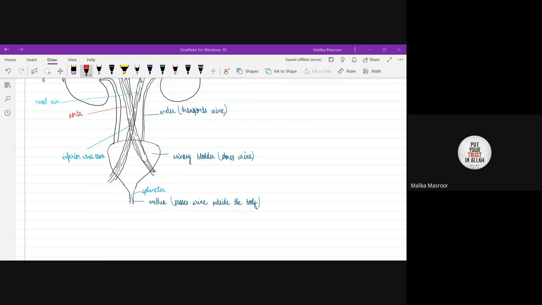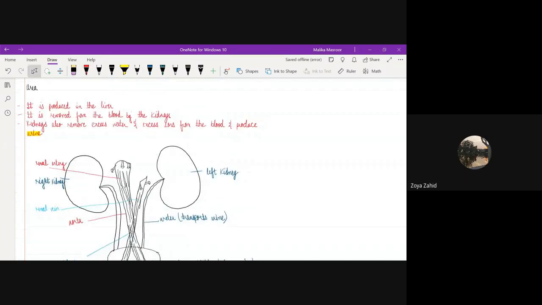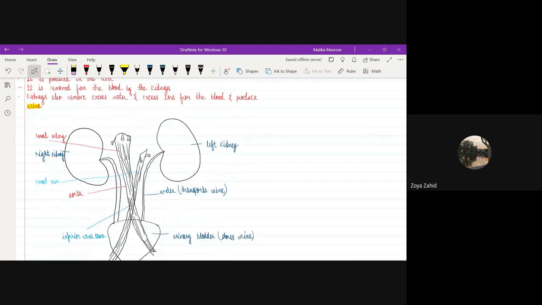Yes, Leah. Miss, I'm confused between the renal artery and renal vein and the aorta. So what is the function of all of these?